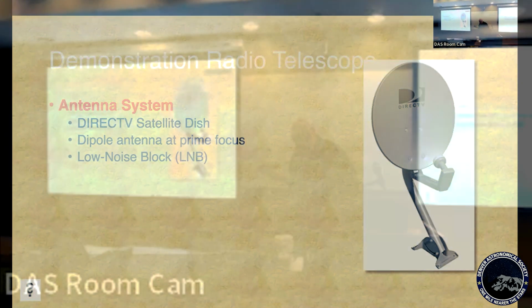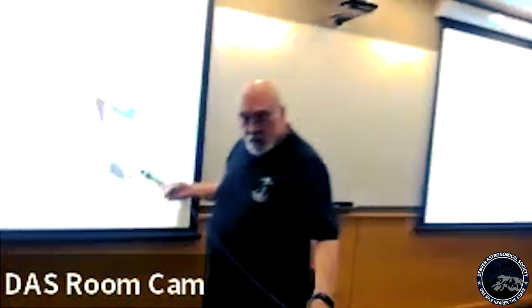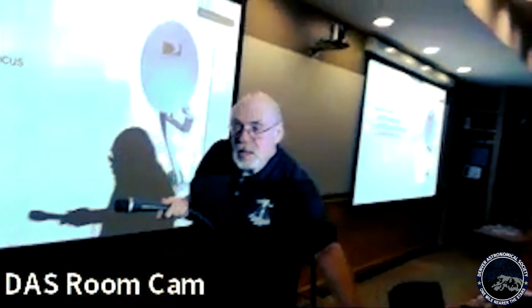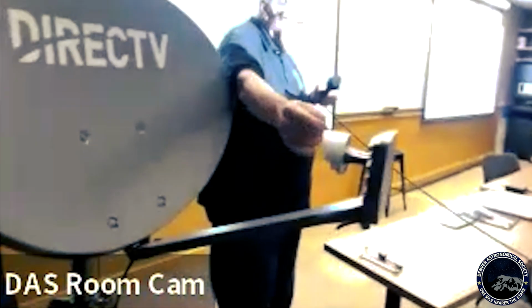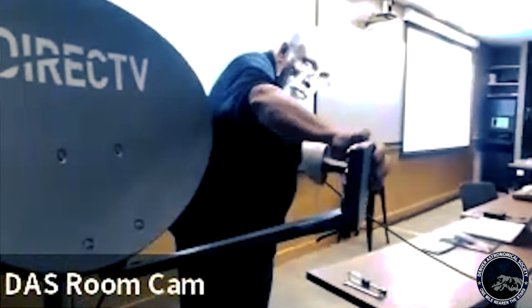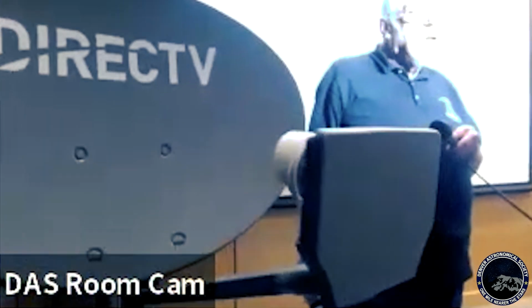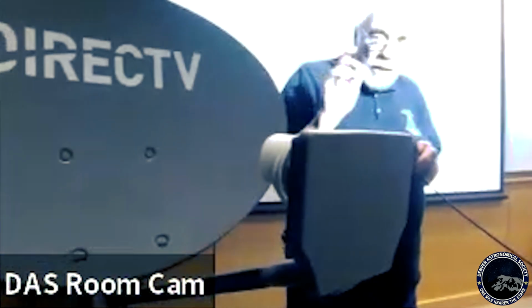What I'm going to show you is this dish is the DirecTV. And basically there's a dipole antenna right up here in the front. This white area is where the antenna is actually located. And then right behind it is this block. It's called an LNB. That's the low noise block. And in there are 2 components for this particular antenna.